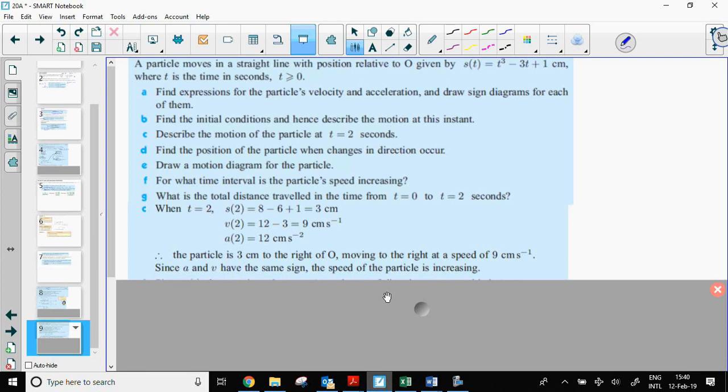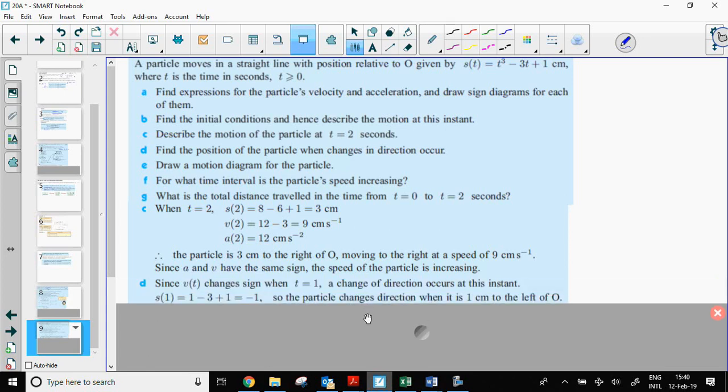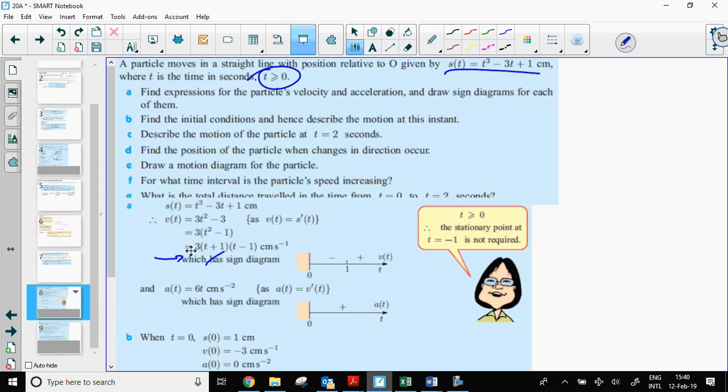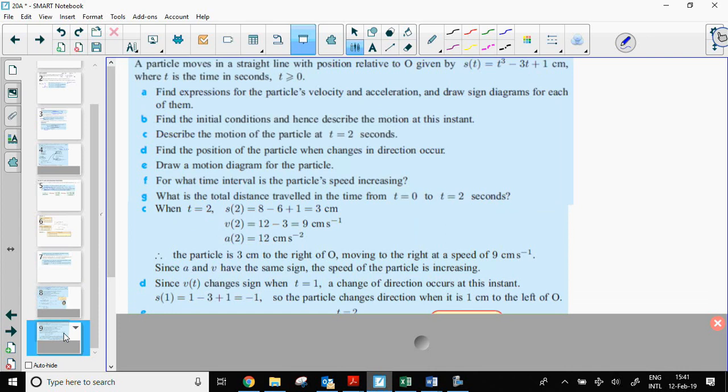Find the position of the particle when the change in direction happens. Change in direction means that the velocity changes from negative to positive or from positive to negative. So we're going to take our velocity function, not currently on screen, but we saw it just a moment ago, and we're going to set that equal to 0. That's only going to happen when t is equal to 1. That's the only time when there's a sign change. And the question was, what's its position? So we have to calculate s of 1. And we've got negative 1 is the answer there.